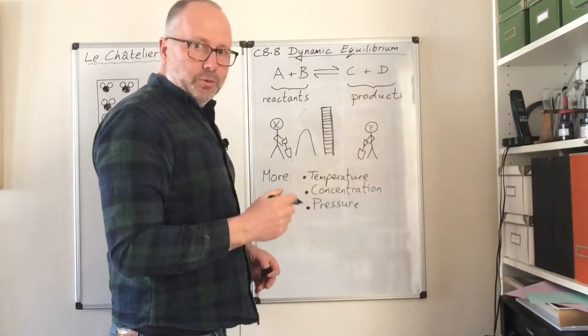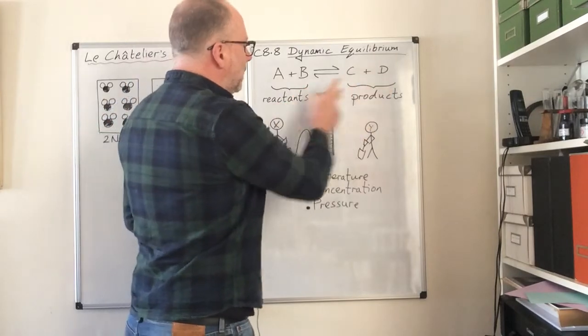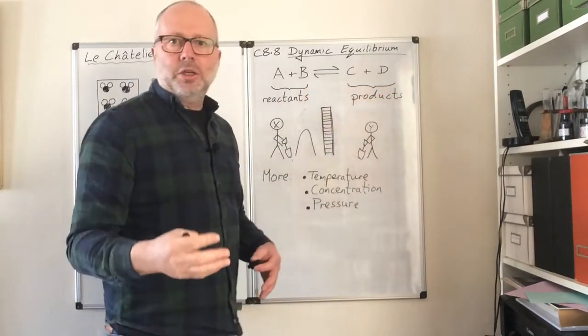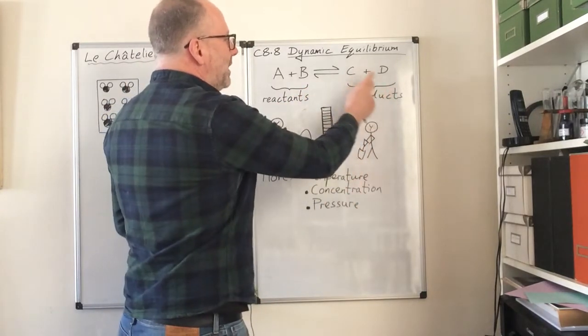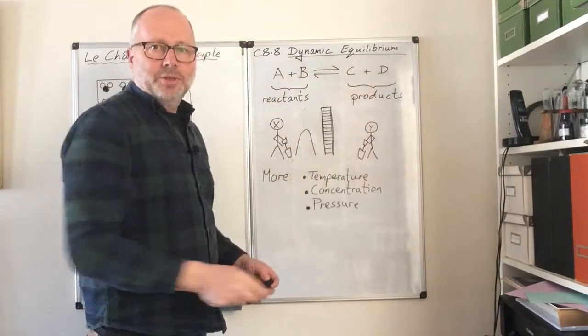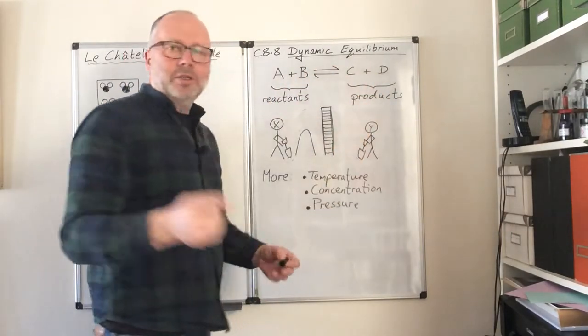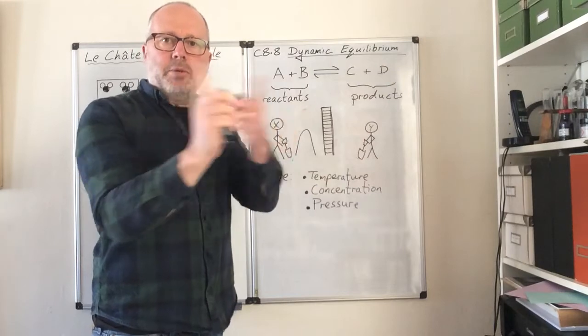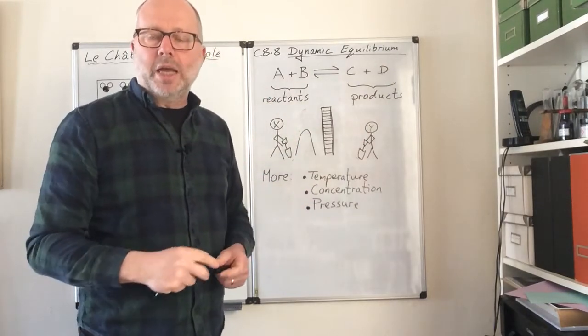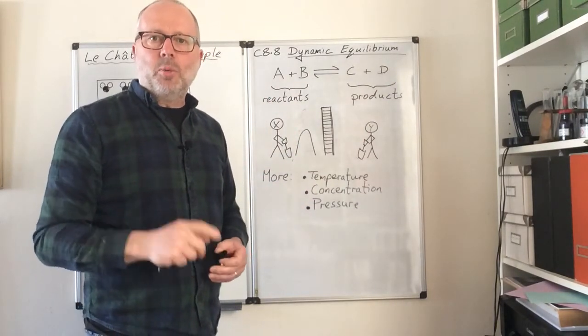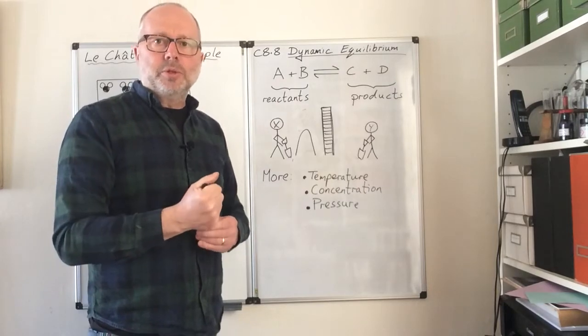But in a reversible reaction, the reactants turn into the products, and then when you turn your back, the products come undone again and turn back into the reactants, and then the reactants go back into the products, and the reaction's going backwards and forwards all the time, which is why we call it a reversible reaction. It's not a one-way street, things go backwards and forwards.